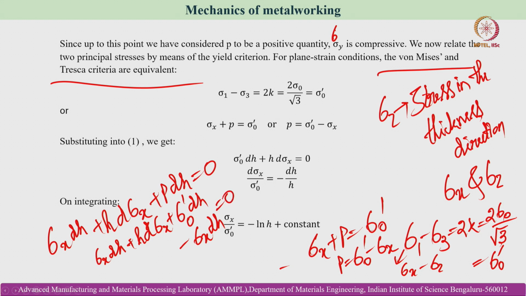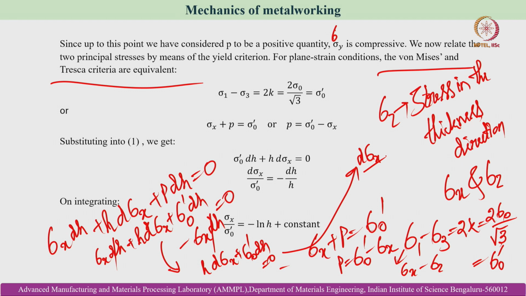Okay. So, we have sigma x dh here, so it gets cancelled, and h d sigma x plus sigma 0 prime dh becomes equal to 0. So, from here we can write h d sigma x plus sigma 0 prime dh is equal to 0. That means d sigma x by sigma 0 prime is equal to minus dh by h. Okay. So, this is the resultant expression.